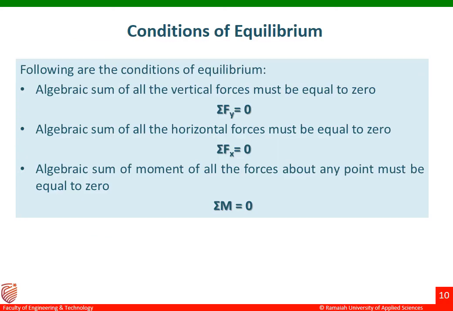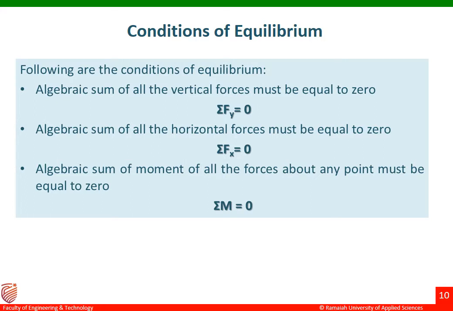Conditions of equilibrium. There are certain conditions of equilibrium. Let us study one by one. So the first condition is the algebraic sum of all the vertical forces must be equal to 0. Suppose there are vertical forces acting on a body, the algebraic sum of all the vertical forces must be equal to 0. Then only we can call the body to be in equilibrium. This is my first condition.